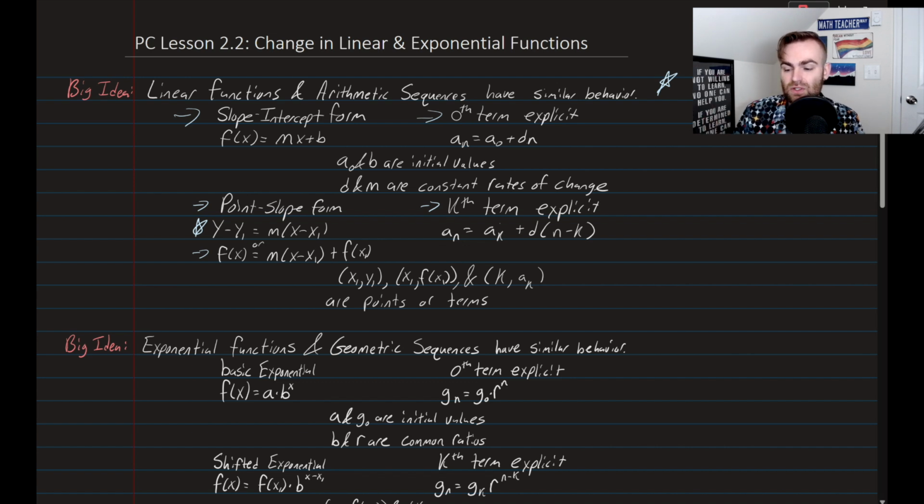Then we have the kth term explicit. So we talked a little bit about this one where we could just pick any term. We don't have to pick the zeroth one because we're very rarely ever given the zeroth term. And it would be defined in a very similar way. We have this y1 or this f of x1, and then adding the slope or the average rate of change times x or n minus the term number or the input, the x. So it follows the exact same principles, and that's what makes it really, really nice.